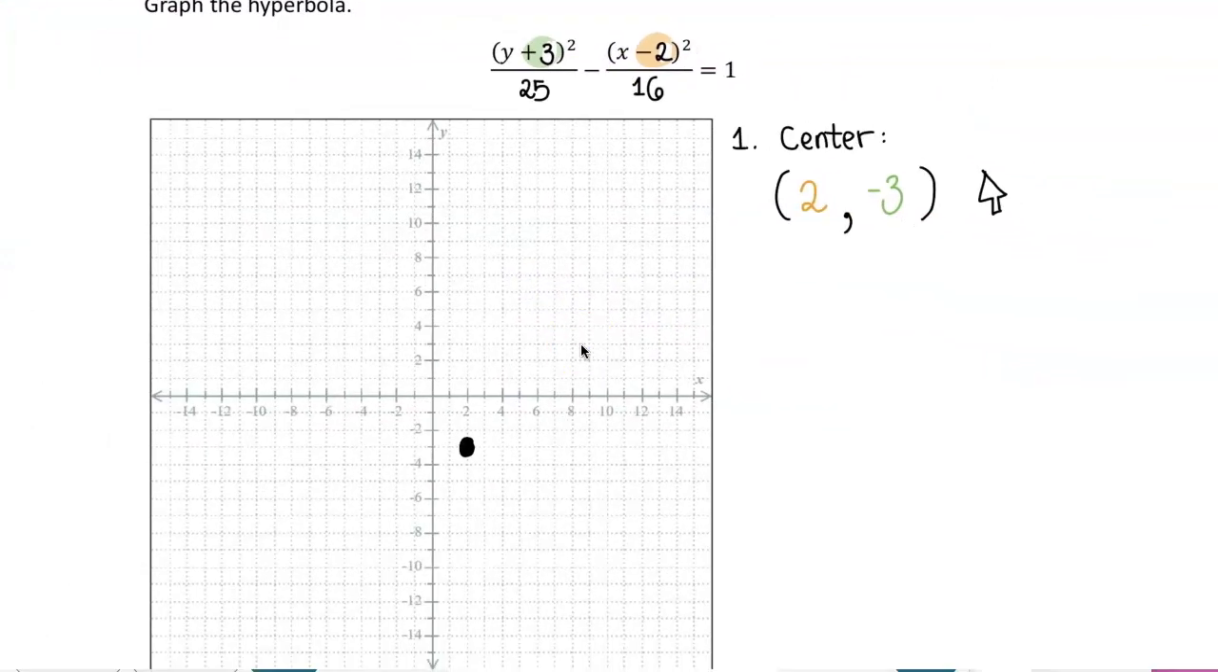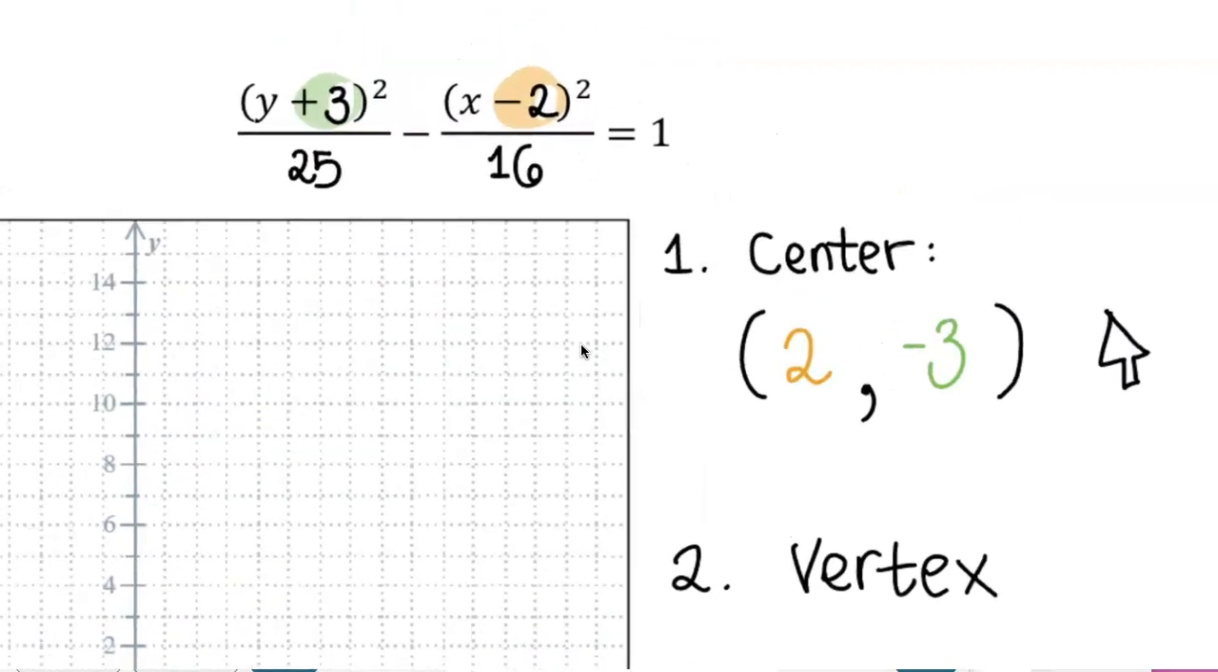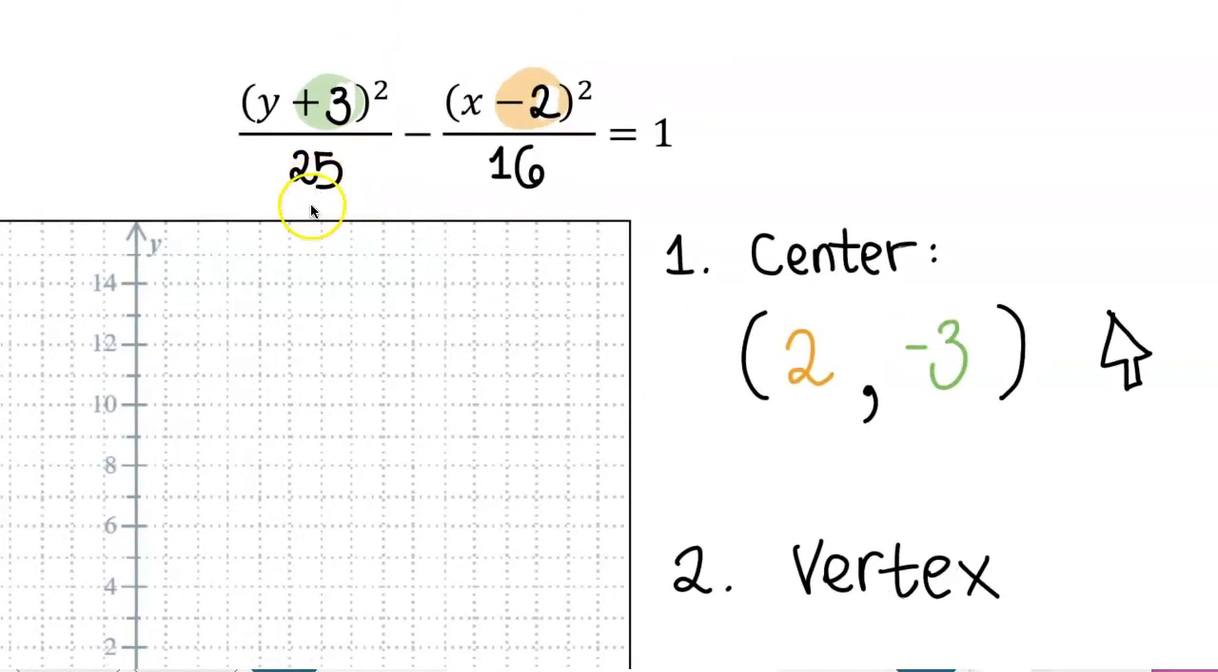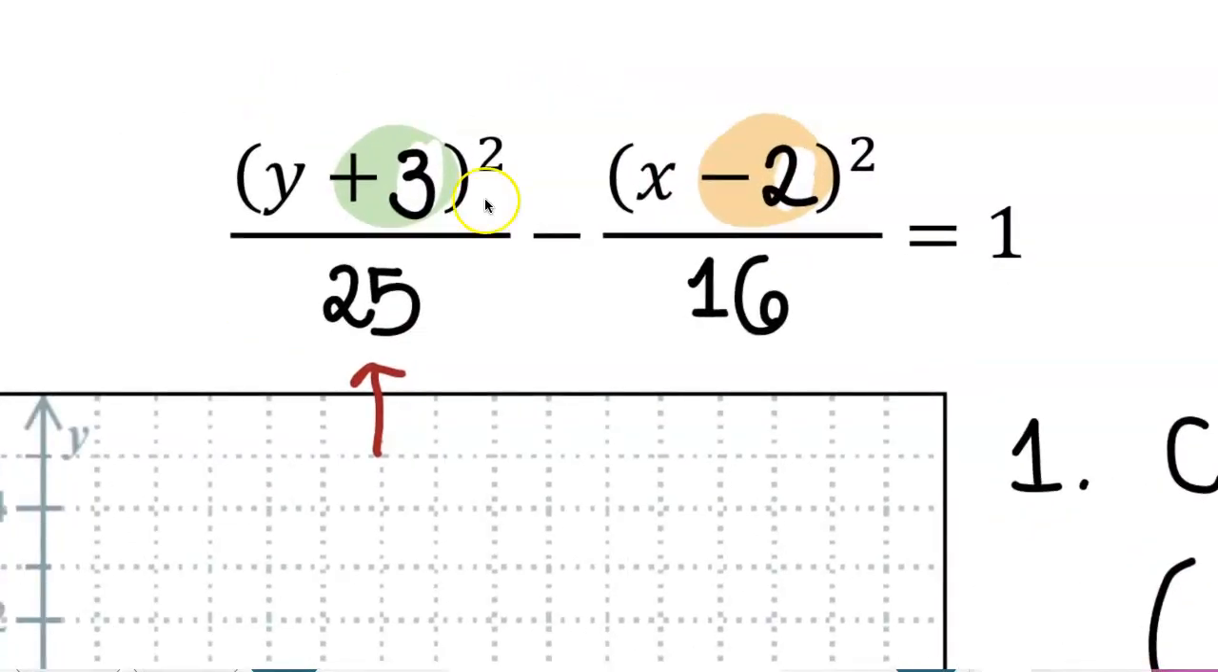Number 2, we are going to plot the vertex. Now listen, to find the vertex, find the bigger number in the denominator. What's the bigger number out of 25 or 16? 25 is bigger, right? So 25 tells us how many we need to go up or down to plot the vertex. Now, why do you think I'm saying up or down instead of right or left? This number 25 is the denominator for the fraction for y. So because this is under y, I know I'm going to be going up.